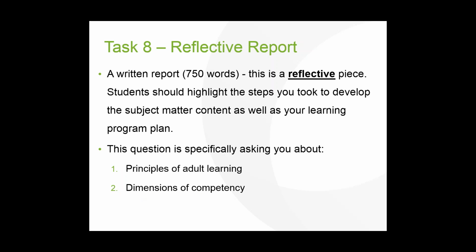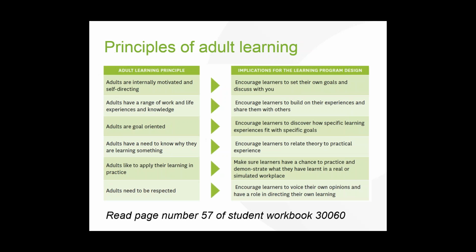Let's talk about these. So sometimes what happens, students are completing this part, but they are skipping principles of adult learning and they are skipping dimensions of competency. Now, let's cover these two. Principles of adult learning. First of all, if you want to know about adult learning principles, go to page number 57 of student workbook 30060. You would get this detail. There are different adult learning principles, but we've selected these 6 or 7 for you. So let's talk about a few.